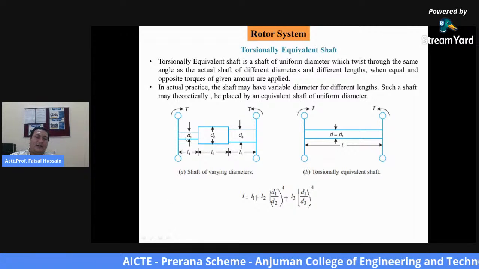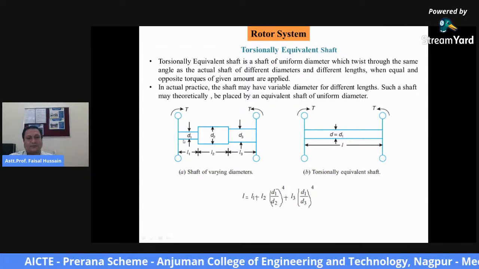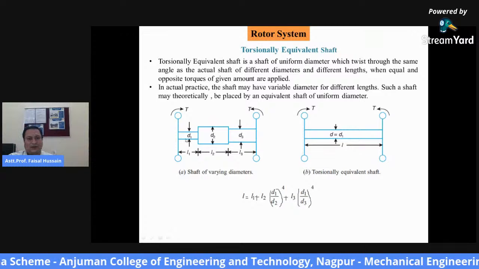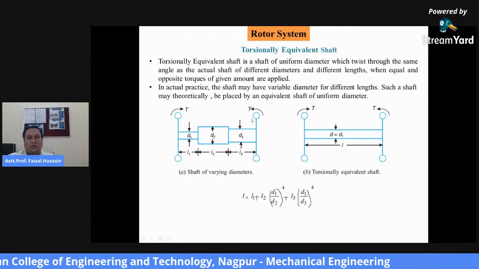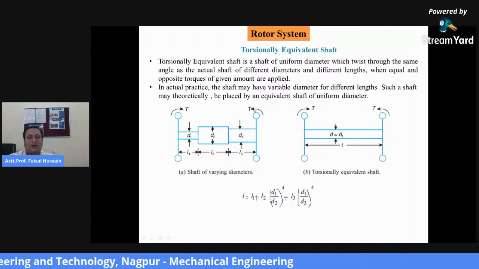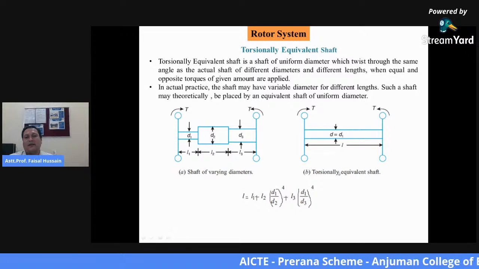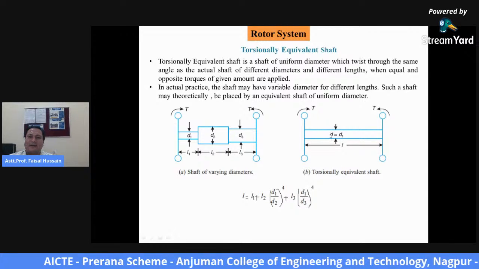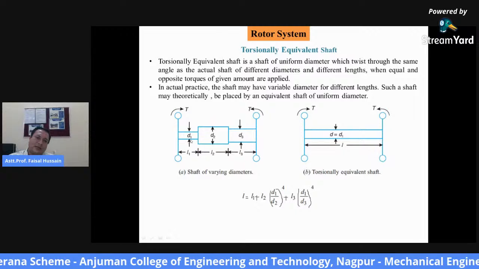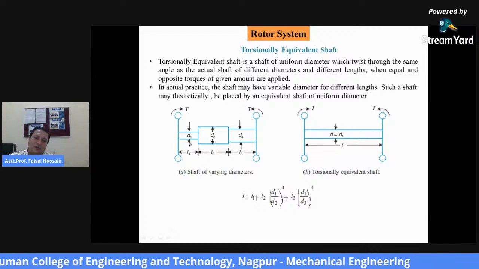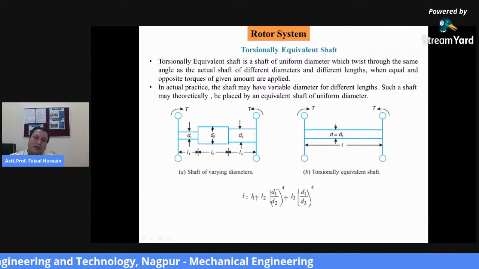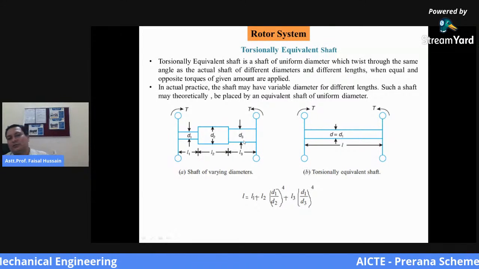There are different cross sections of various sizes, and there are two rotors and a twisting torque is applied on it. So we have converted this shaft of varying diameter into an equivalent shaft diameter. Here we can assume the equivalent shaft diameter equal to the size of any of these shafts. You can assume D equivalent equal to D1, or D2, or D3. You can assume any of it.